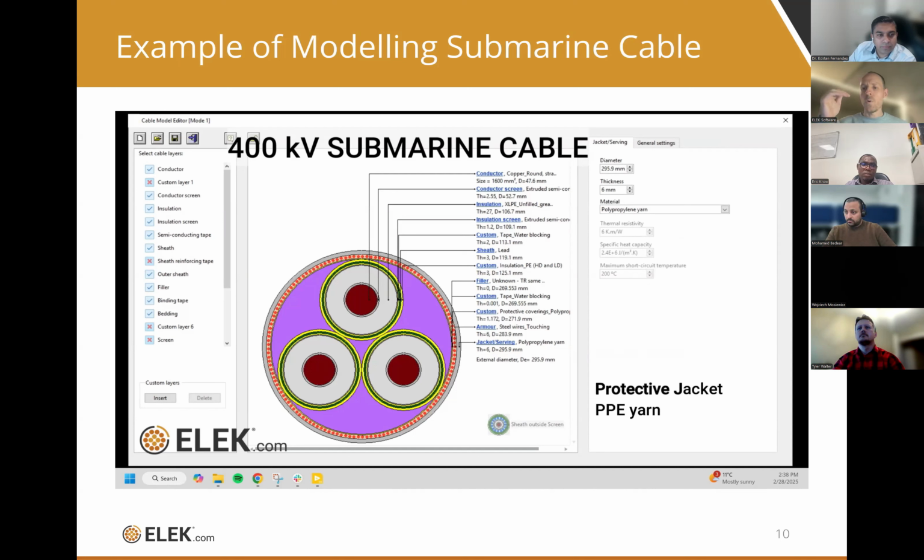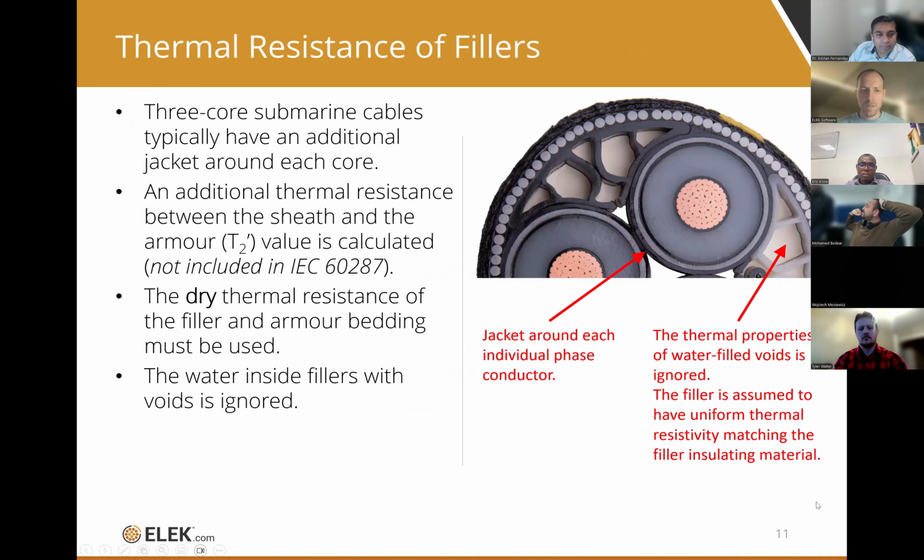You need to go through all of the layers and enter the material types and the dimensions and the properties, including the armor. And then finally, the outer jacket. So we've got to have a matching model there. And then once we have the matching model, we can use that to model the installation and get an accurate current rating value.